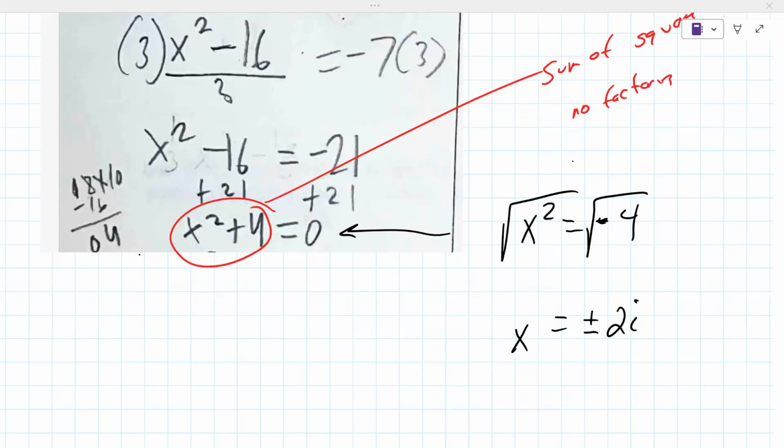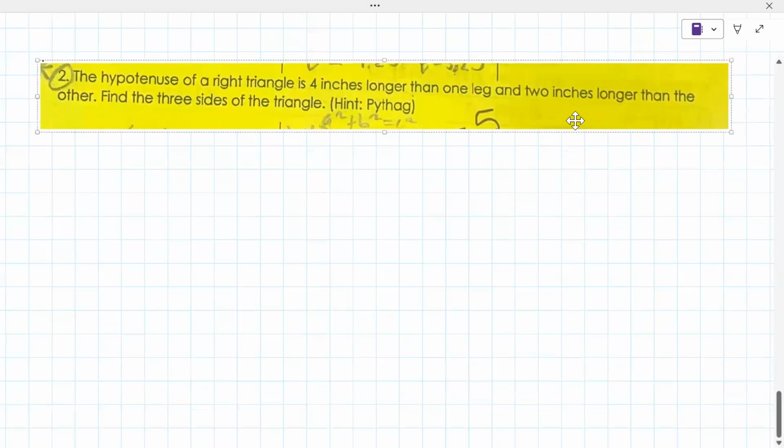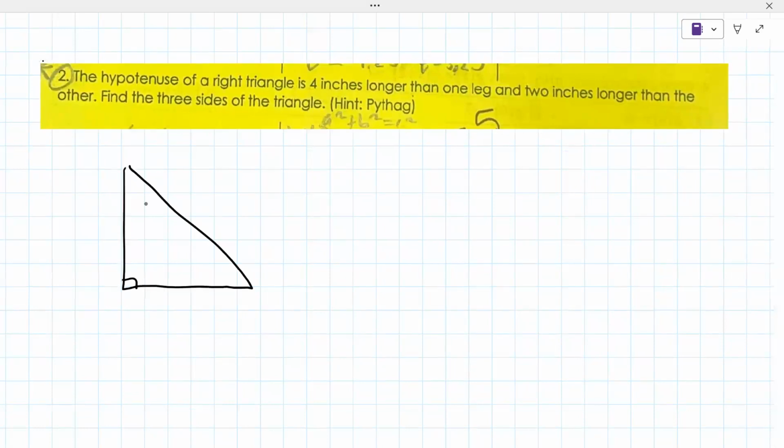Okay. Yeah, so this one's different than what you had been doing, which maybe is where the issue was. I can see why this is challenging. I'm sort of like, oh, that's a weird question. The hypotenuse of a triangle is 4 inches longer than one leg. So let's just call that x. So it's x plus 4, and then 2 inches longer than the other. So it's also y plus 2.